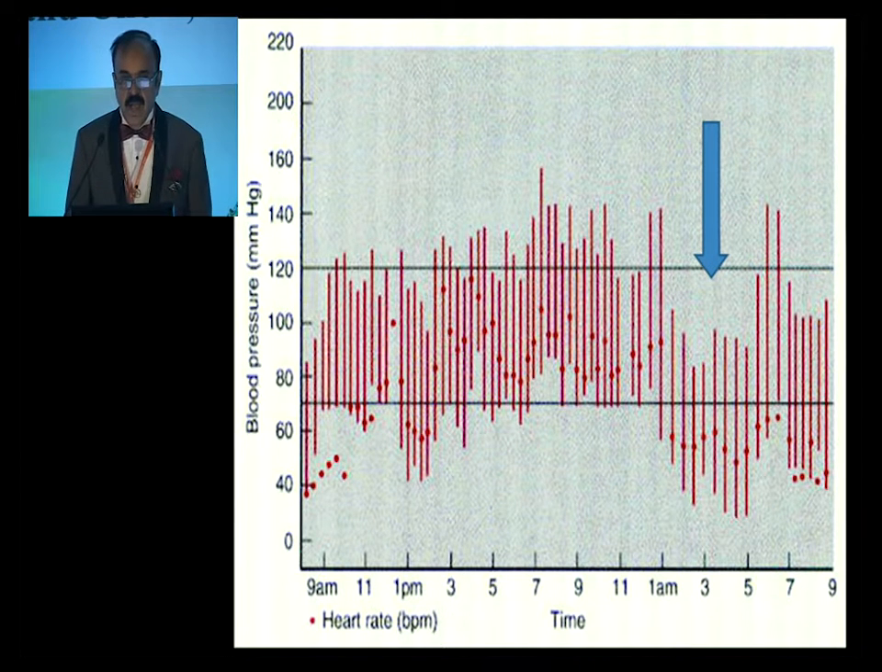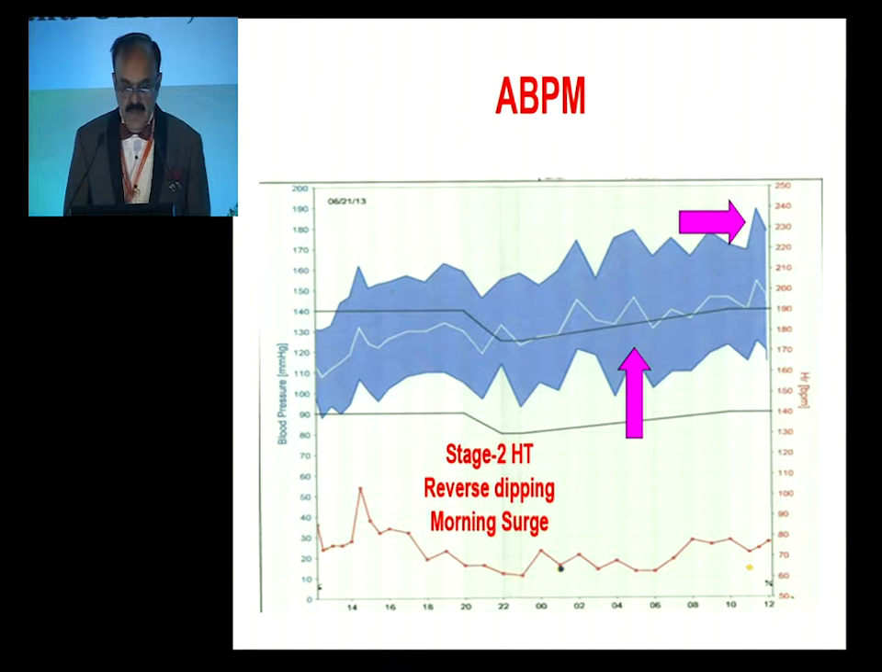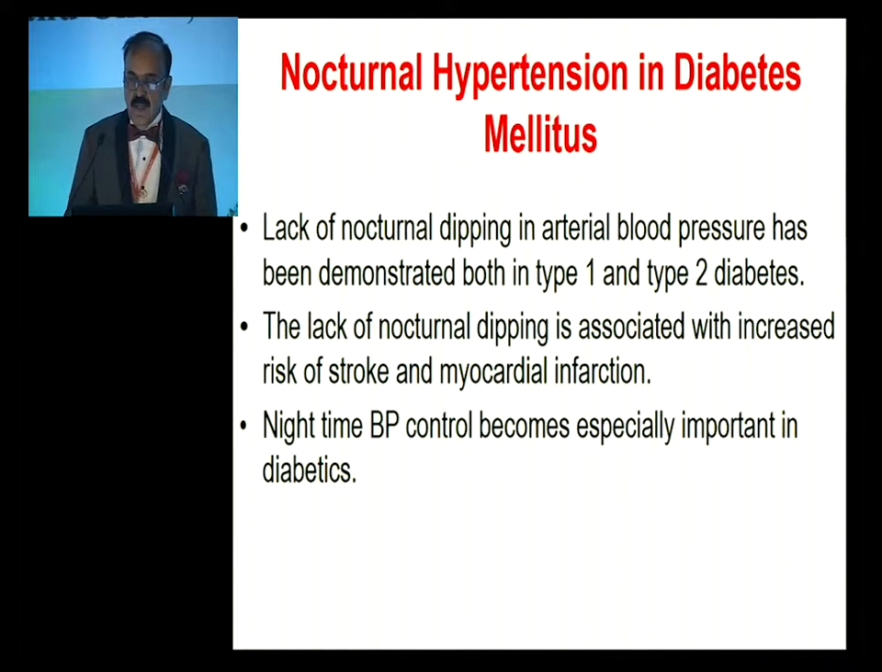For example, this is the nocturnal dip, a circadian rhythm we normally see, and this is the early morning surge. This is normal physiology. In hypertension, you see the early morning surge is exaggerated, and the nocturnal dip is also not there. So this is stage 2 hypertension, with reverse dipping and exaggerated morning surge. This is what you get in diabetes. So in any diabetic hypertension, you should do ambulatory blood pressure monitoring to see whether the patient has nocturnal hypertension.